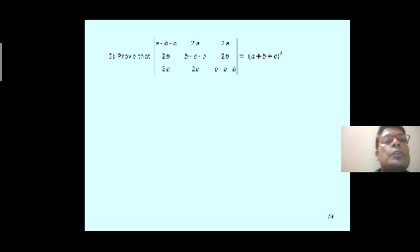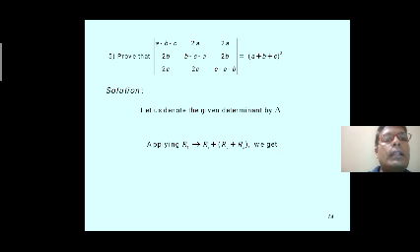Now we go to the fifth problem. Prove that the determinant a minus b minus c, 2a, 2a, 2b, b minus c minus a, 2b, 2c, 2c, c minus a minus b is equal to a plus b plus c whole cube. Solution: let us denote the given determinant by delta.